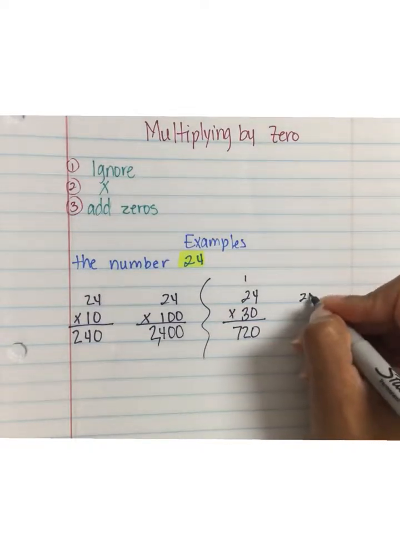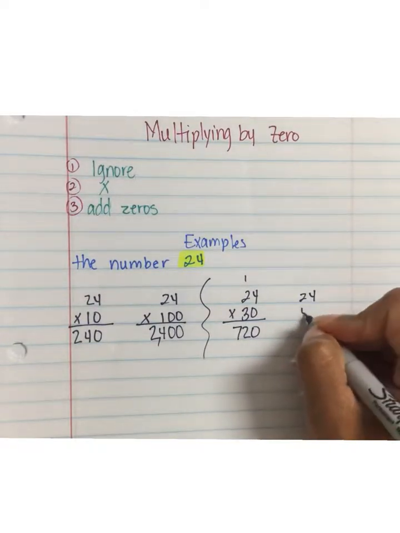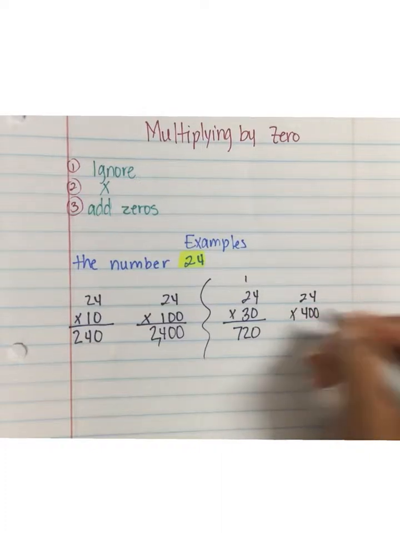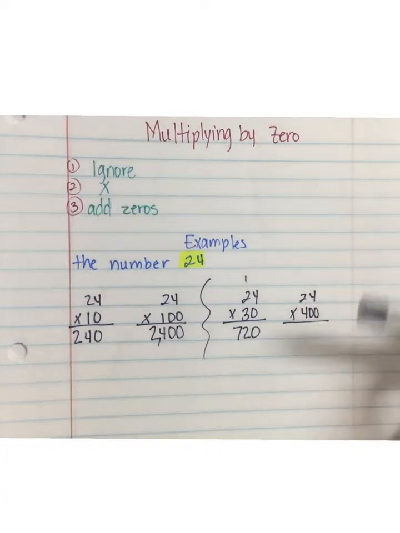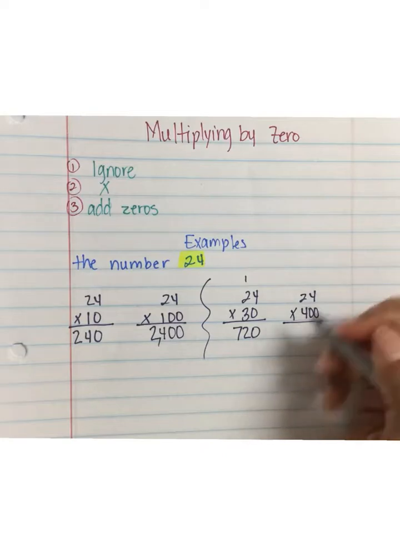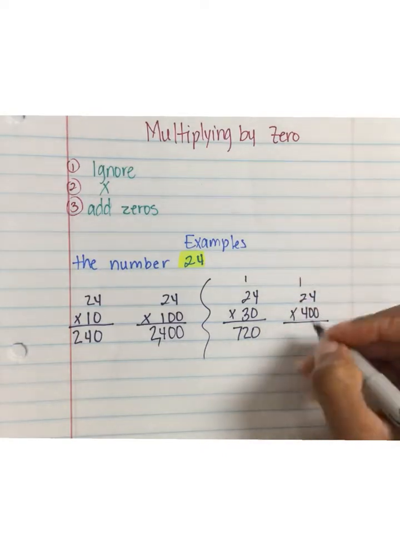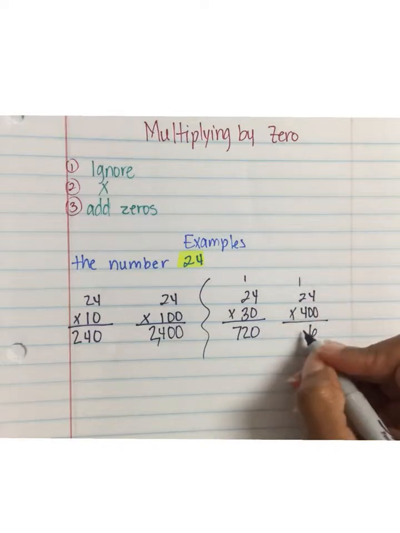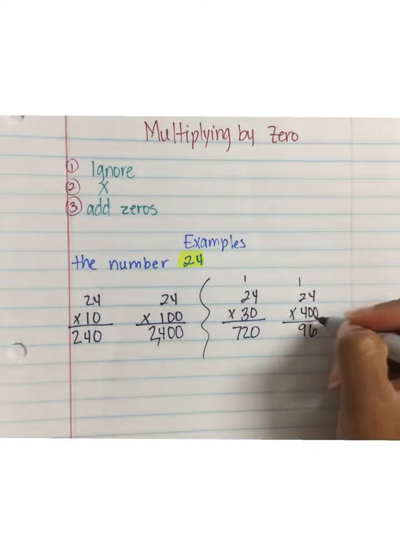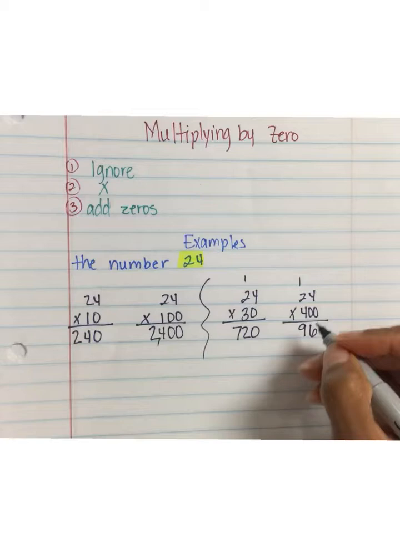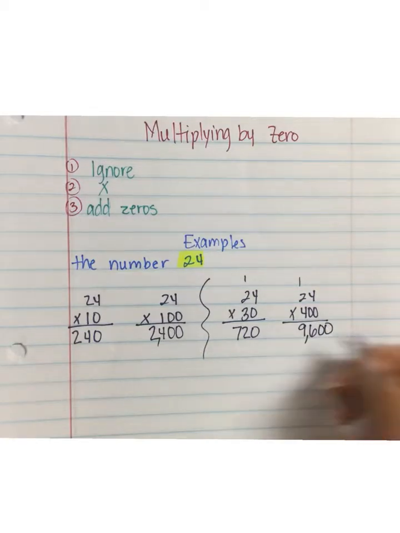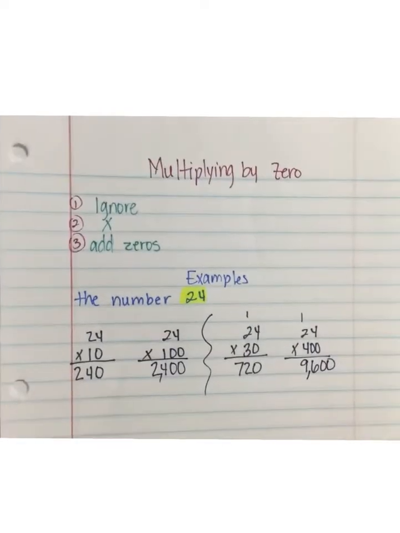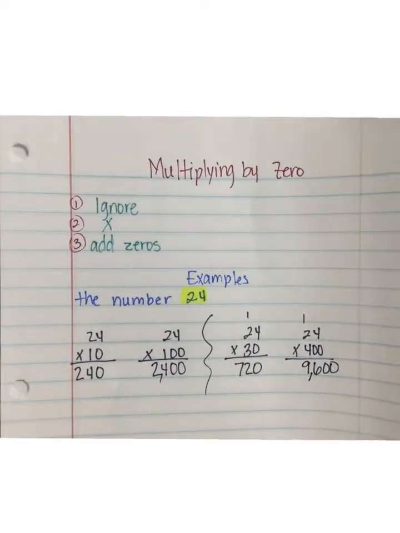Now what if I have 24 times 400? I ignore both of my zeros. 4 times 4 is 16. 4 times 2 is 8, plus 1 is 9. And now all I have to do is add my 2 zeros at the end, 9,600.